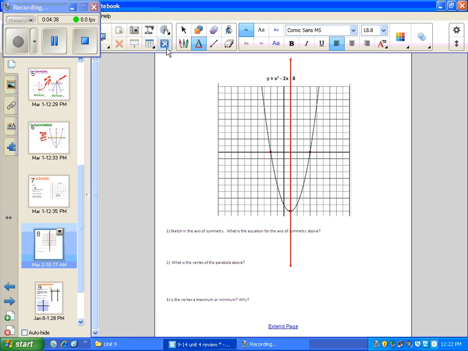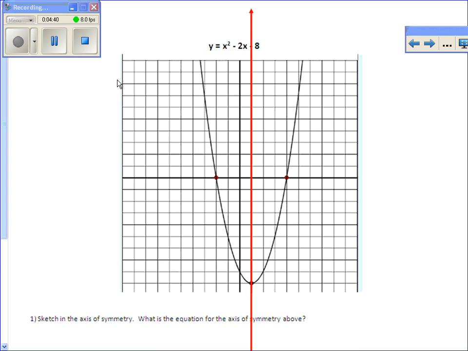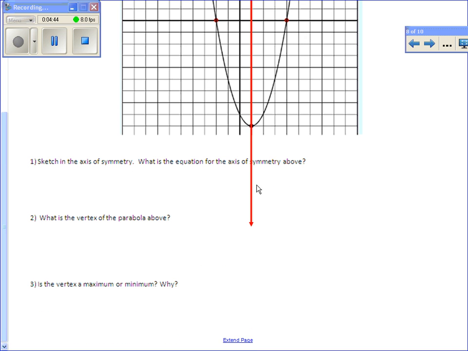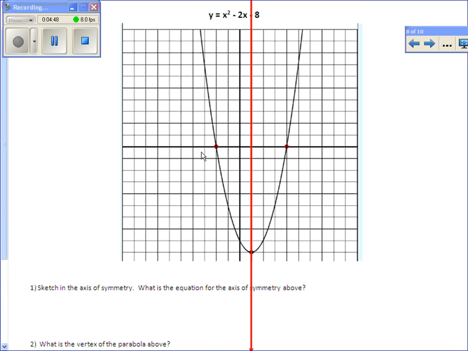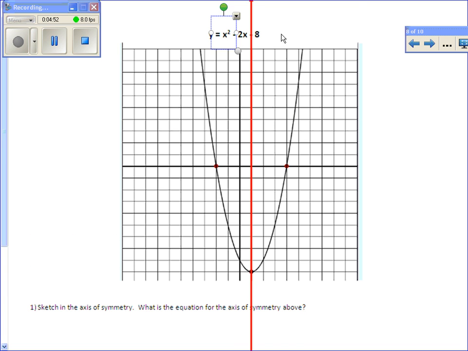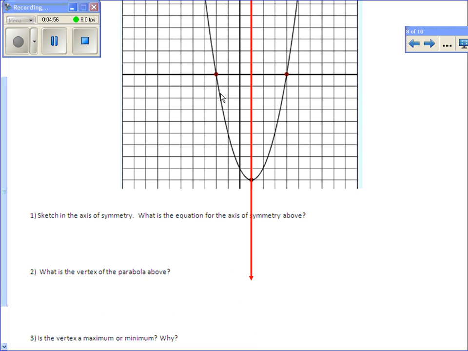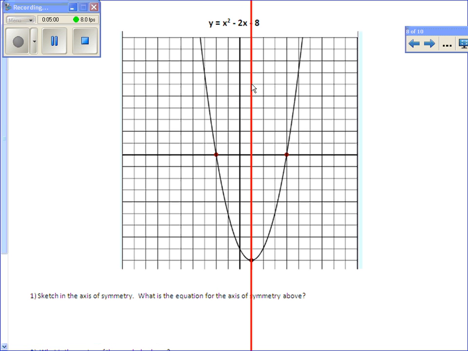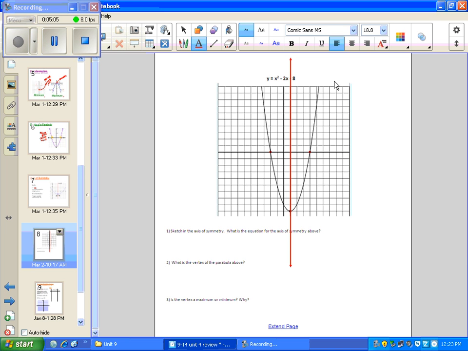Now, this example, let's just pull this full screen for a second, asks to sketch in the axis of symmetry, which we actually already did for you, and then to write the equation. So there's a couple ways we could do it. They give us the equation on top, so we could just plug in for -b over 2a, or we can just look at the line. So I'm going to go ahead and use the equation, pretending that the line was not there for a second.